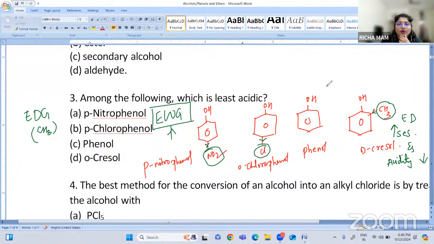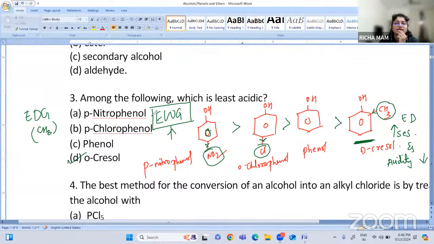So now, which is least acidic here? When we see the least acidity, nitrophenol is more acidic as compared to chloro. Then after chloro, at phenol there is no electron withdrawing or electron releasing group, so this is neutral. Then when we see ortho, electron density will increase and acidity will decrease. So which is least acidic? It is our orthocresol. So D.